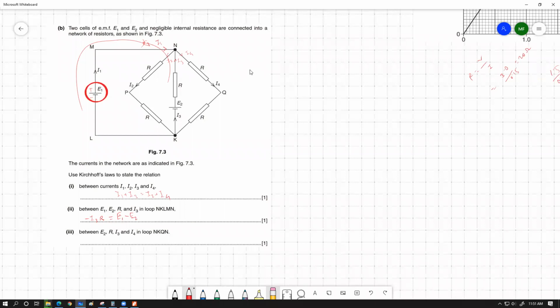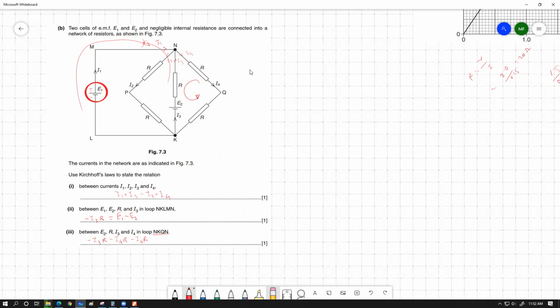For the third, now question number 3, between E2, R, I3 and I4 in the loop NKQN. So NKQN. So we are going this way. This is the loop direction. NKQN, this right triangle that we're dealing with. So if we go from N to K, once again we have minus I3R. And then from K to Q, we have minus I4R. And then for Q to N, we also have minus I4R. That's basically the whole potential drops.